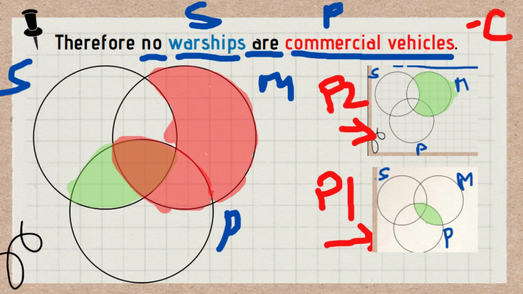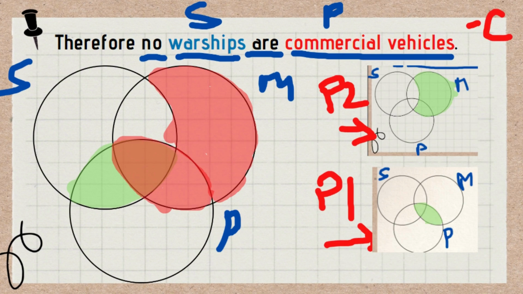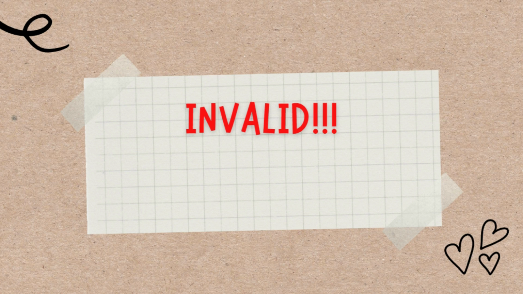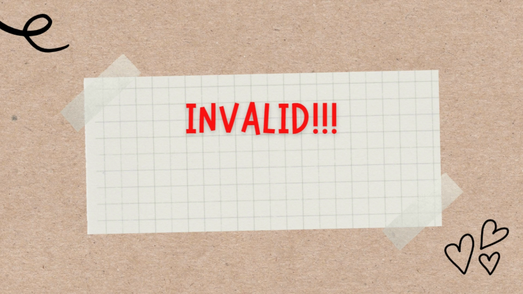So let's see the conclusion. We can see premise 1 and premise 2 marked, and also shading the conclusion part. The shaded premise 1 and premise 2 are not covering the conclusion. So we can see it is invalid. If premise 1 and premise 2 is equal to the conclusion, then it is valid.